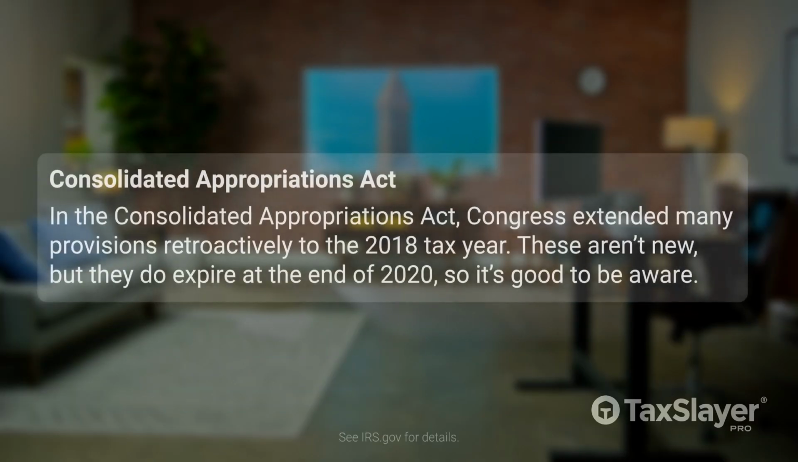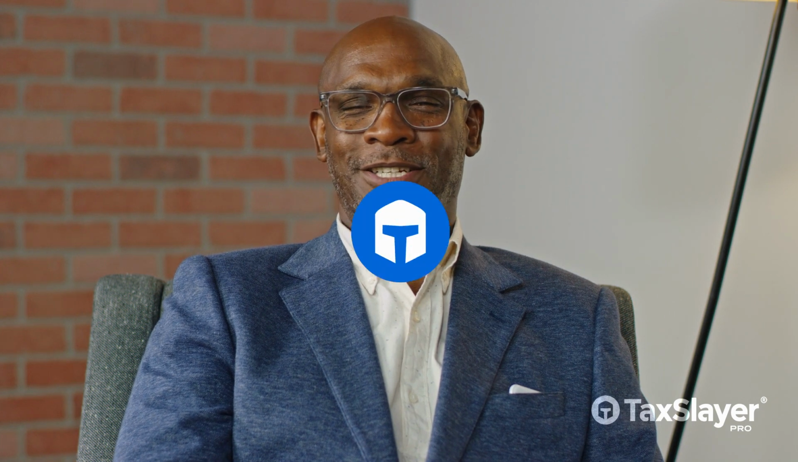In the Consolidated Appropriations Act, Congress extended many provisions retroactively to the 2018 tax year. These aren't new, but they do expire at the end of 2020, so it's good to be aware. We've already included these in our 2018 and 2019 tax programs, but let's go over some details. In the game, we call these provisions tax extenders. Here's the list. First up, tuition fees and deductions.